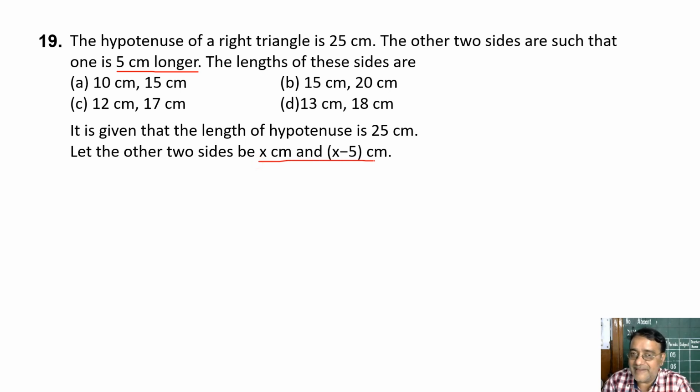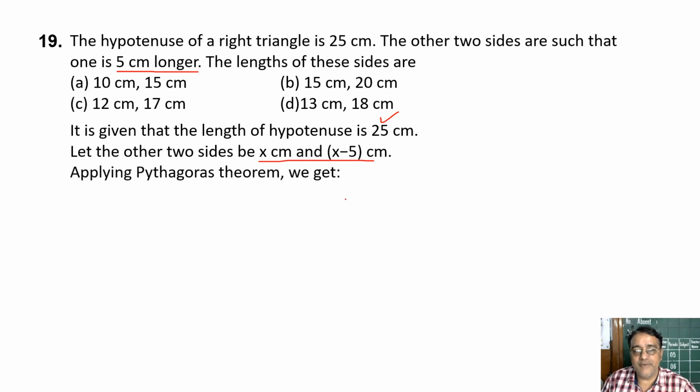So now we are going to apply the Pythagoras theorem. Pythagoras theorem क्या है? Hypotenuse square is equals to the sum of the square of other two sides. That is 25 square equals x square plus x minus 5 whole square. ये step clear है?